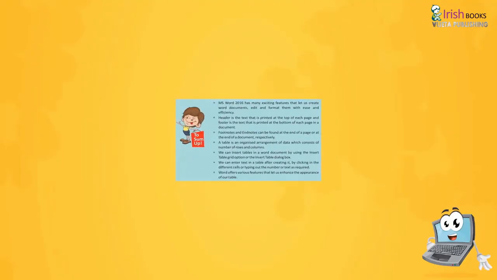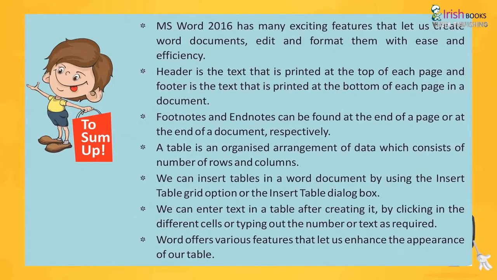To sum up, MS Word 2016 has many exciting features that let us create Word documents, edit and format them with ease and efficiency. Header is the text that is printed at the top of each page, and footer is the text that is printed at the bottom of each page in a document. Footnotes and endnotes can be found at the end of a page or at the end of a document, respectively.